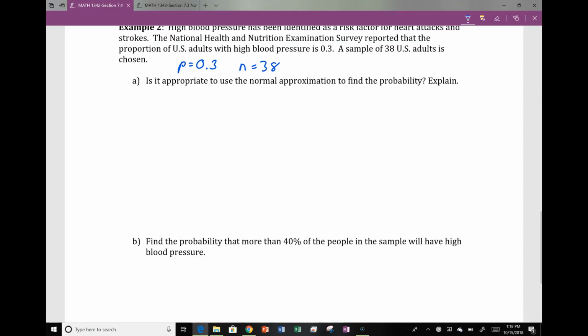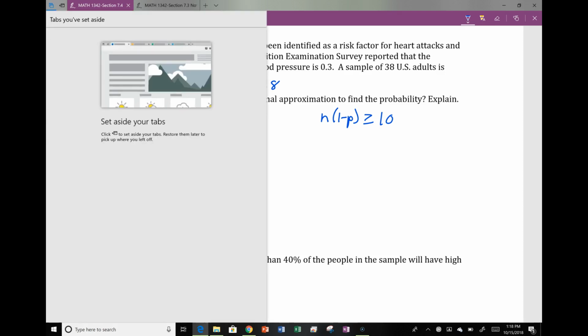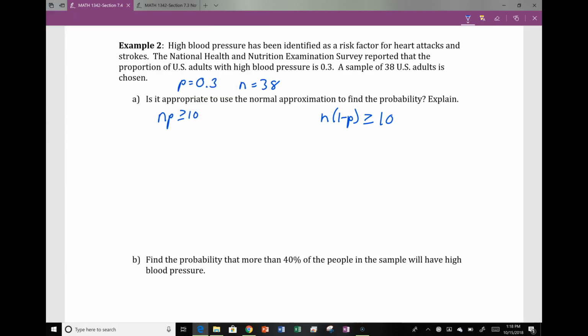So in order for it to be appropriate, we have to look at N times P. Is it greater than or equal to 10? And we have to look at N times 1 minus P to see if it's greater than or equal to 10. If either one of these is not greater than or equal to 10, again, we don't have a large enough sample.